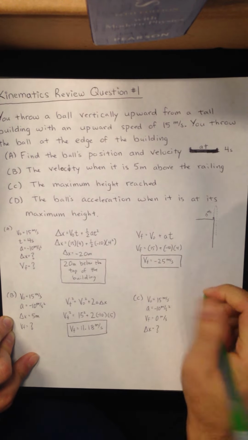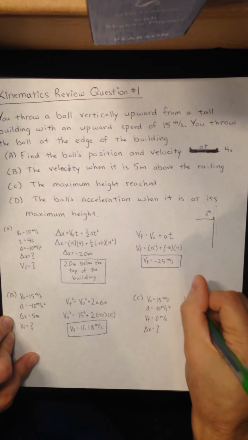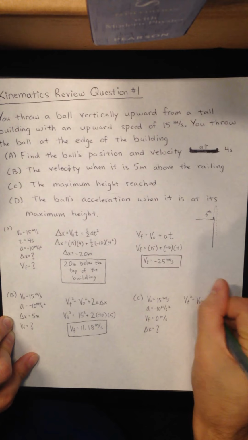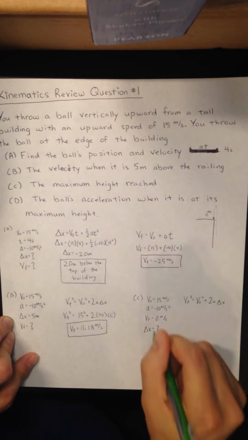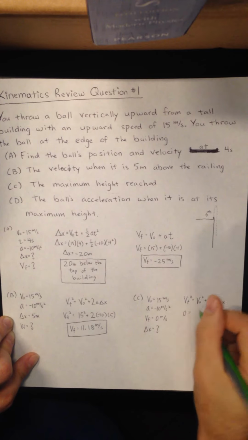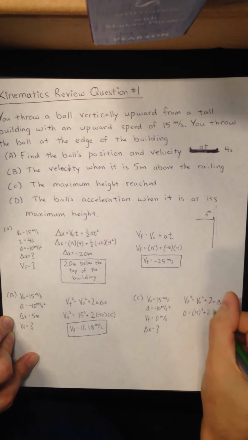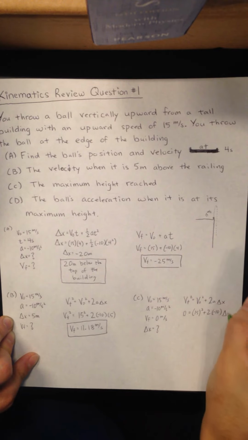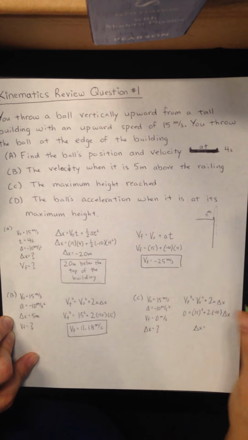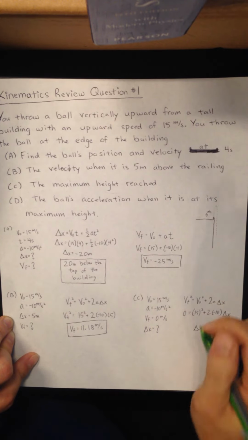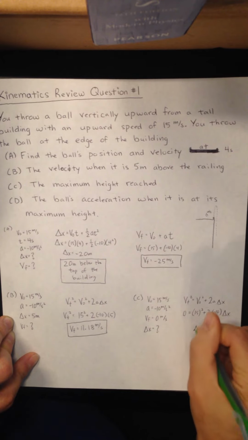So let's find that. We're going to use the formula that has all 4 of these, and that's the same formula. V final squared equals V initial squared plus 2a change in x. V final is 0, V initial is 15 squared, plus 2 times negative 10 times displacement. We do that calculation and we get displacement is 11.25 meters.